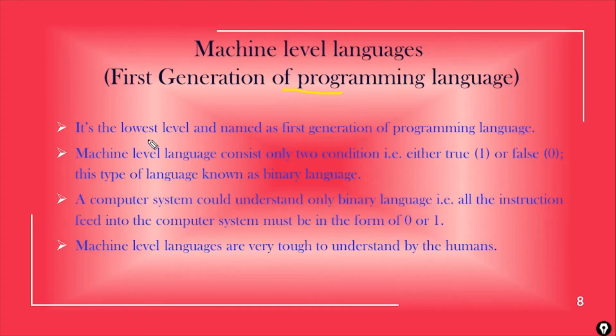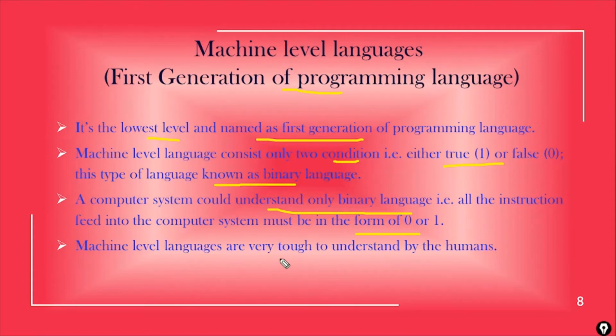Machine level language belongs to the lowest level and is named the first generation of programming languages. It consists of only two conditions, either true or false, or yes or no, like 1 and 0. This type of language is known as binary language. The language which uses only the two binary symbols 1 and 0 is called machine level language or binary language. A computer system can understand only this binary language. That means all the instructions fed into the computer system must be in the form of 0 or 1.